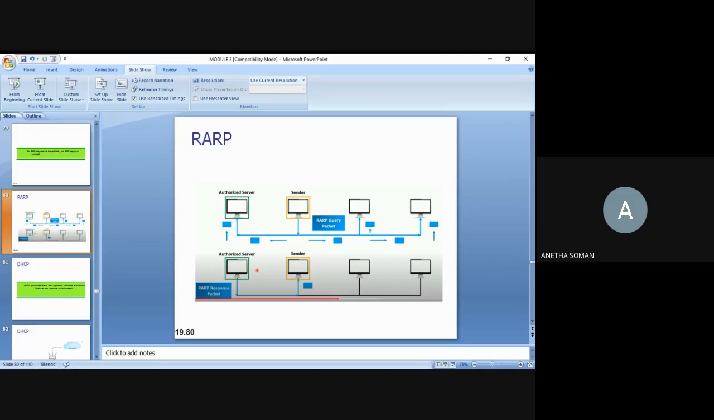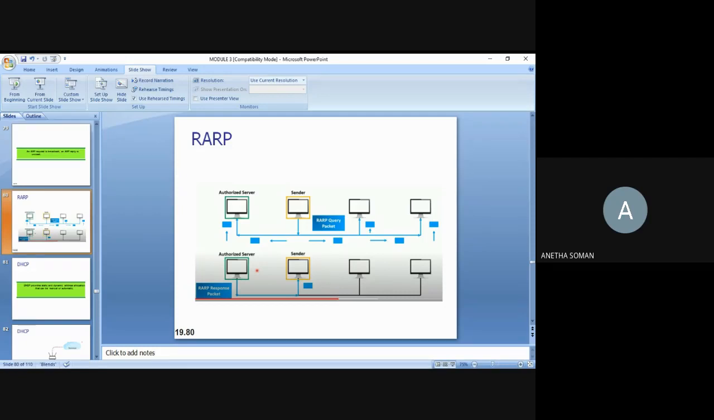Understood these two terms? One is ARP and the other one is RARP. How does it work? If I want to obtain the address, I will send a packet, a query packet or a request packet. Now the request packet contains the details, whatever the sender knows. So they will be broadcasting that.